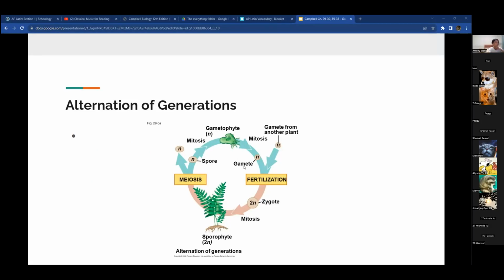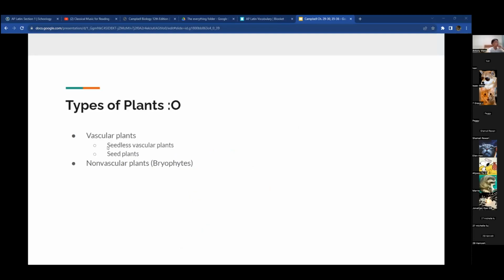These gametes fuse. This is basically the same as how human fertilization works. It fertilizes, forms a diploid zygote, which develops into a sporophyte. So you can see how the cycle continues.